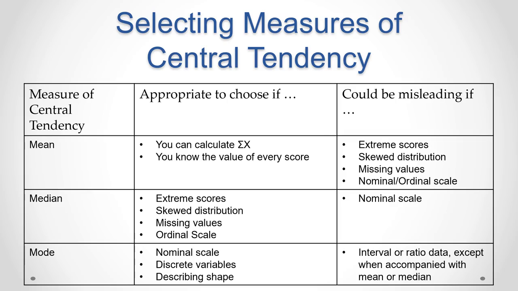The mode, the most frequent observation, is used when the most frequent observation is the desired measure of central tendency, or when the data are qualitative, nominal scale, or discrete variables.